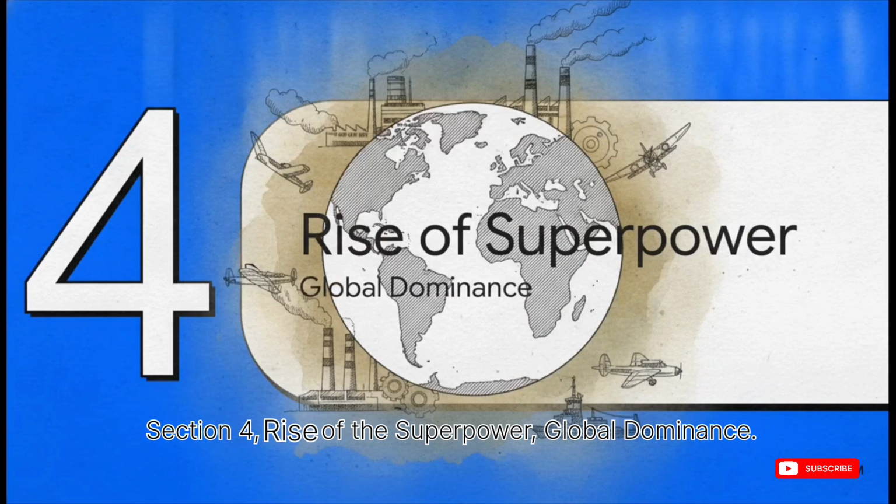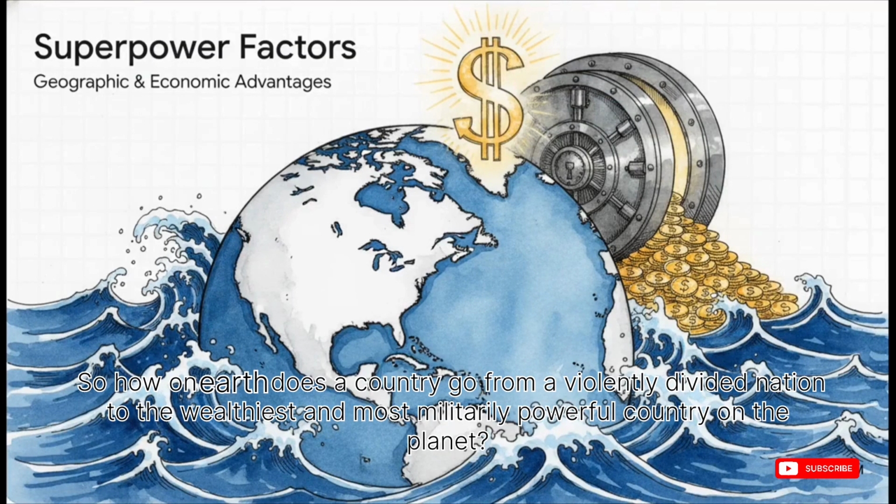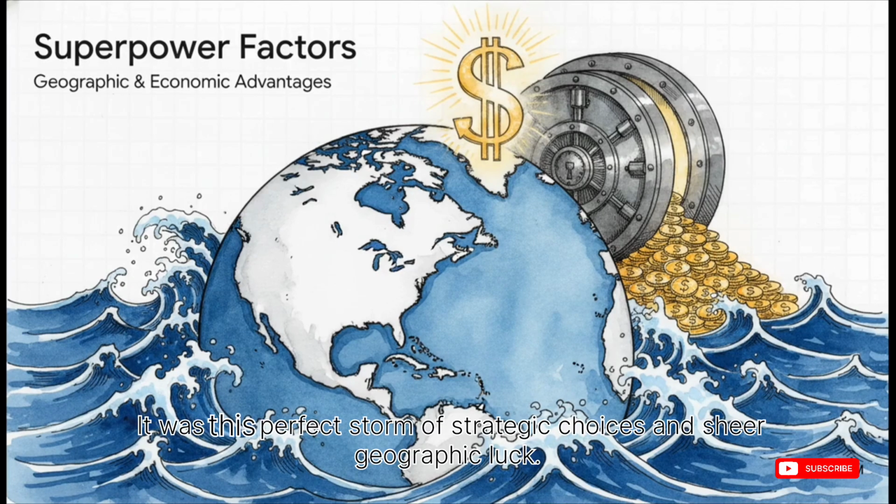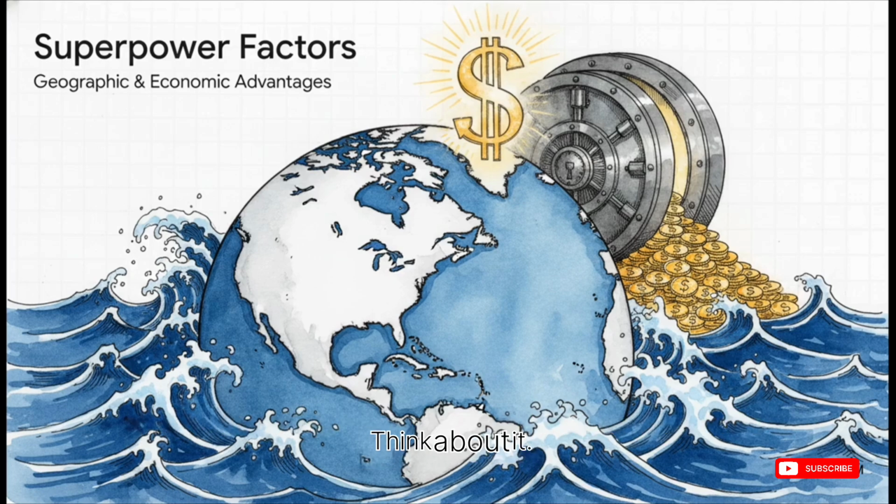Section 4. Rise of the Superpower. Global Dominance. So how on earth does a country go from a violently divided nation to the wealthiest and most militarily powerful country on the planet? Let's look at the 20th century. It wasn't just one thing, it was this perfect storm of strategic choices and sheer geographic luck. Think about it. America hit the geopolitical jackpot.